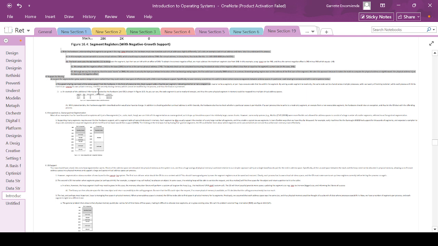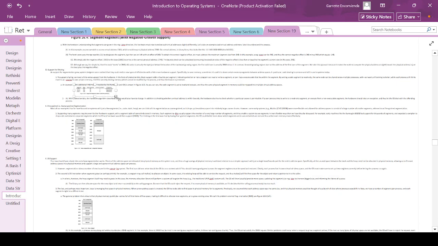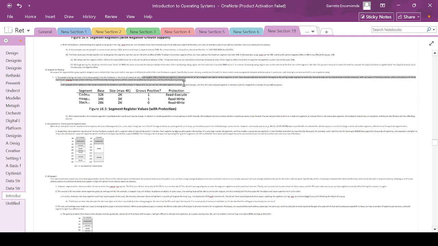So to support sharing, we need a little extra support from the hardware in the form of protection bits. Basic support adds a few bits per segment, indicating whether or not a program can read or write a segment.